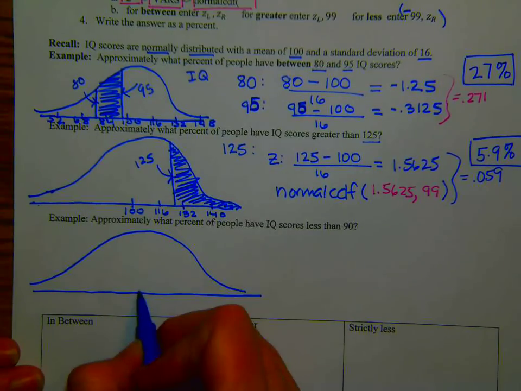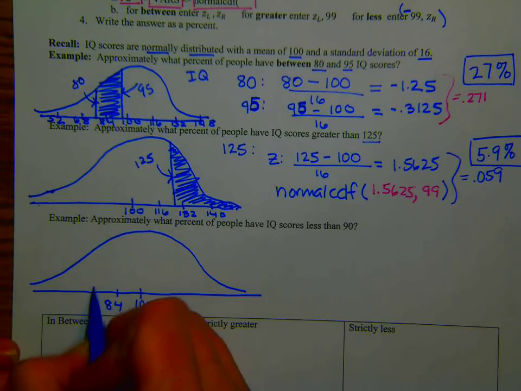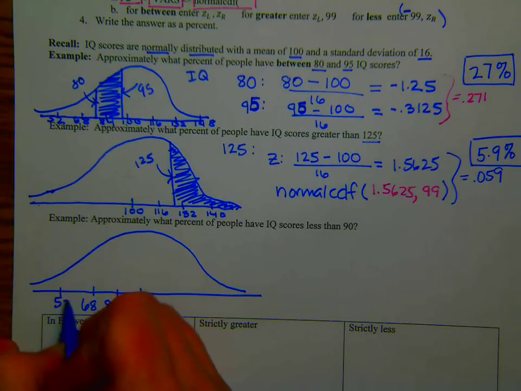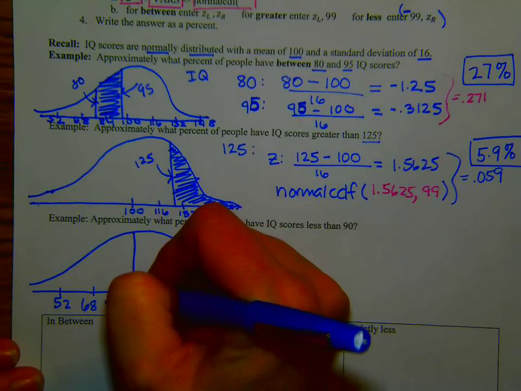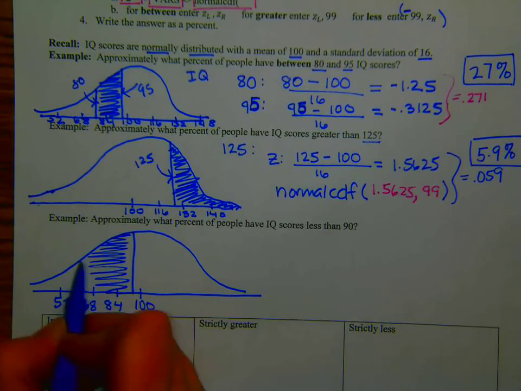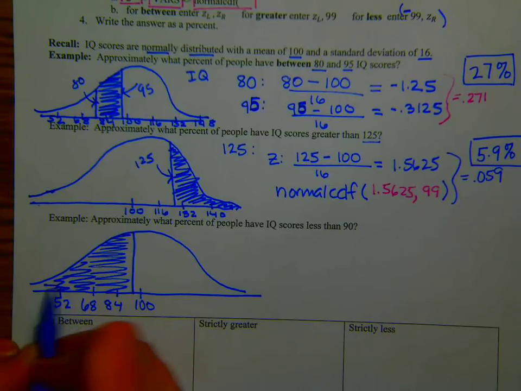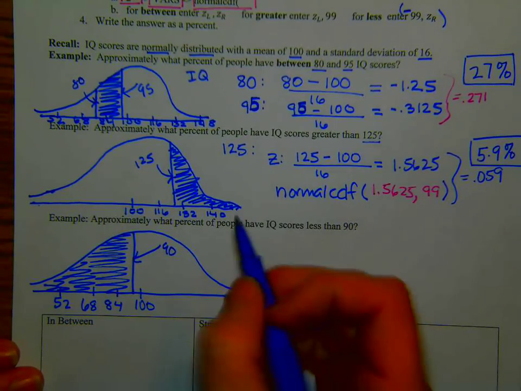And let's start again at 100. We're going down 3 times: 84, 68, 52. And we want to say less than 90. So we draw a line at 90. And we just color in everything less than 90. Label the 90. Okay.